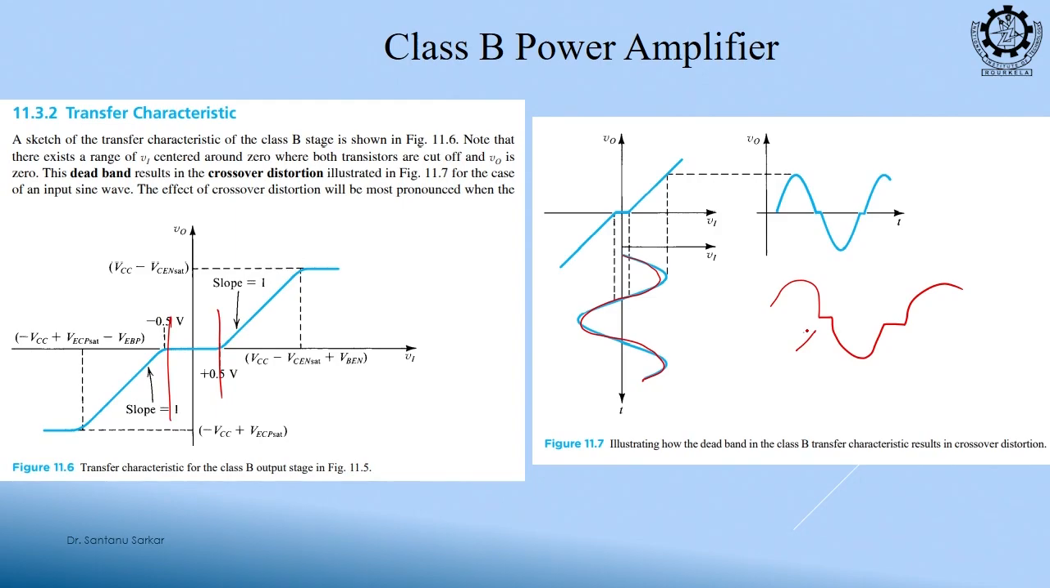So, I am having a distortion at zero crossover. This is the main problem of class B. Class B has some advantage. What is the advantage? Half of the time I am making it off. So the power dissipation loss will be reduced. We will be seeing that in the equation.